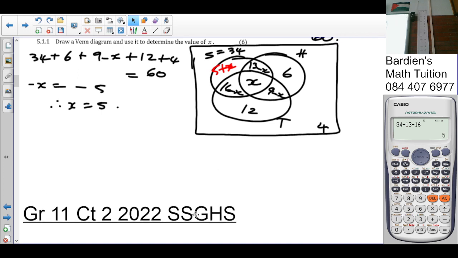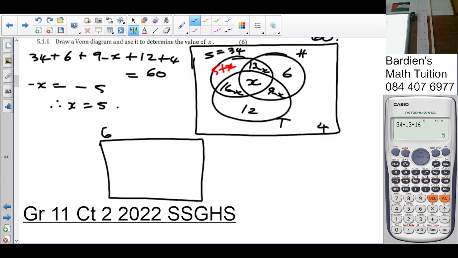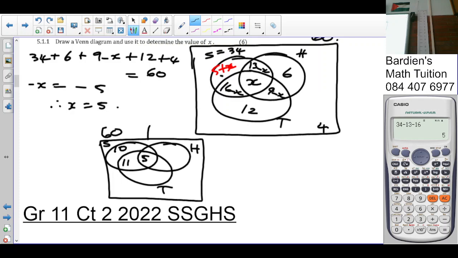So the Venn diagram now should read as follows. So we got 60 here. So we got 5 plus 5. What's 5 plus 5? 10. So S, what was S? Swimming. So 10 did swimming only. 16 minus 5 is 11. 13 minus 5 is 8. 9 minus 5 is 4. 12. And 4. Can you guys see that?